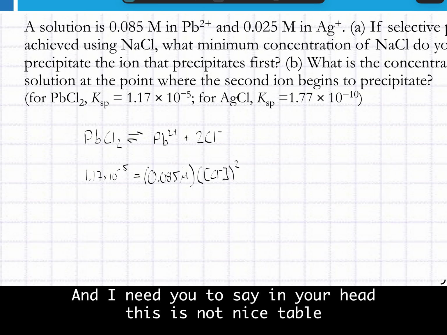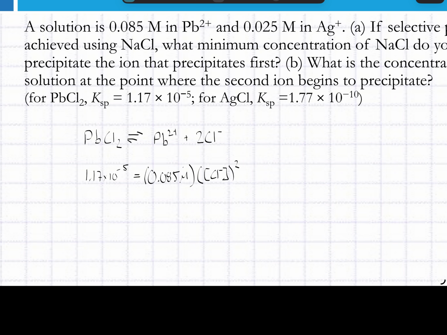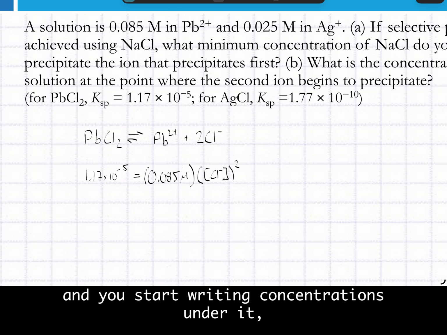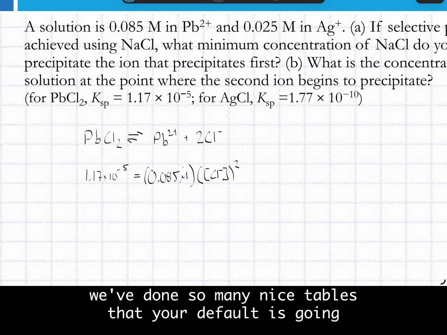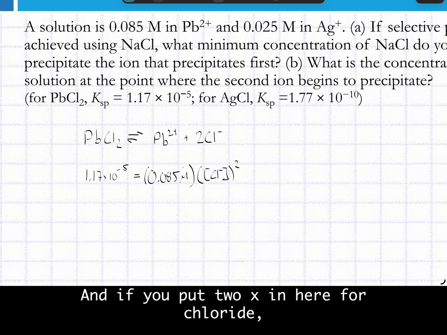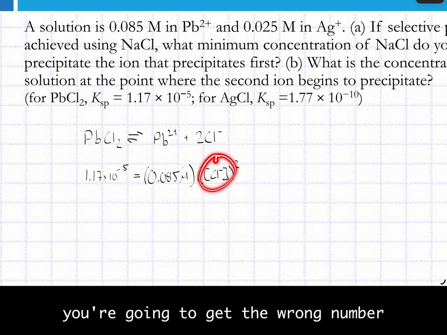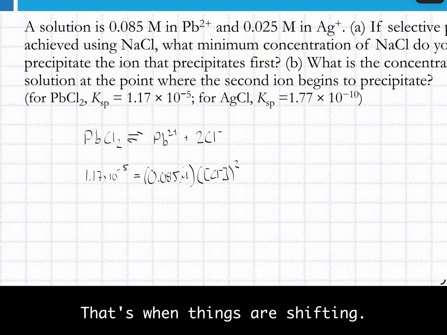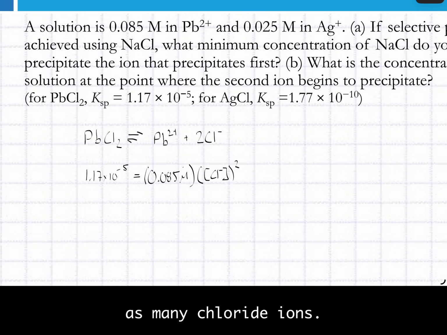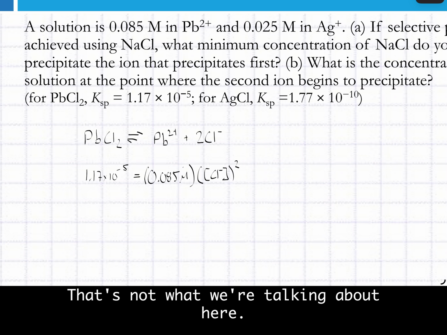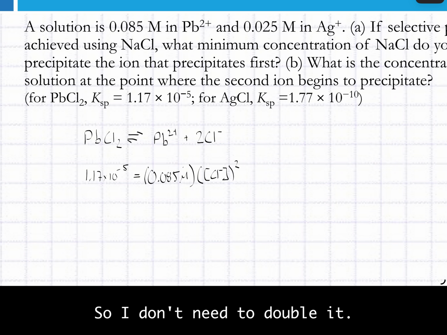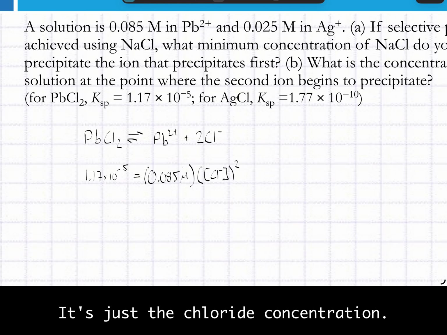And I need you to say in your head, this is not nice table. Because the temptation will be that when you write all this stuff out, especially if you write out the equation and you start writing concentrations under it, we've done so many ice tables that your default is going to be to start writing in like X and 2X. And then if you put 2X in here for chloride, you're going to get the wrong number. Because that's an ice table. That's when things are shifting. If I'm producing solids from lead 2 chloride, I'm going to get twice as many chloride ions. But that's not what we're talking about here. I'm just saying the concentration of the chloride in the solution. So I don't need to double it. It's just the chloride concentration.